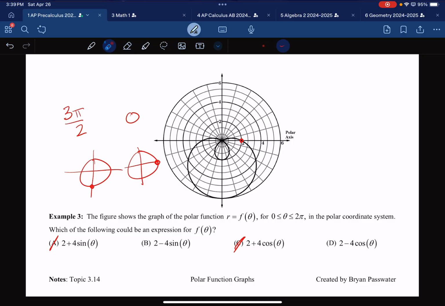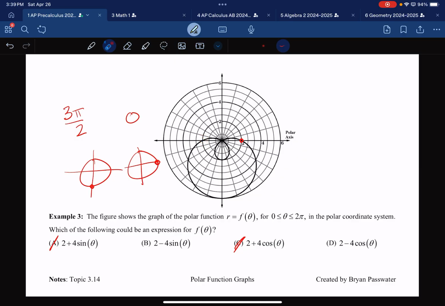Maybe 0 will be the magic bullet. Let's go ahead and plug in 0 over here as well. Cosine of 0, again, cosine is x-coordinates. This is 1. 1 times 4 is 4, and 2 minus 4 is negative 2, which technically is on the graph, right? If I'm pointing in this direction, I go negative 2, and I'm going to this point, which is on the graph. So we can't eliminate D.